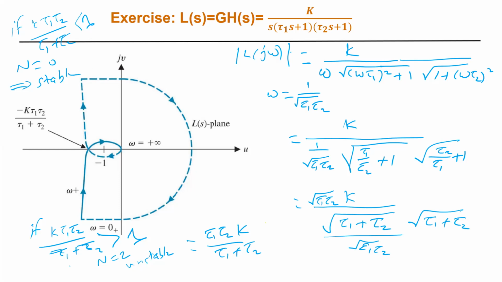Okay, so in this example, we have to figure out this point. It's not enough to go to omega equal to 0, omega equal to infinity. We have to have this point. Any question? No, it's clear.